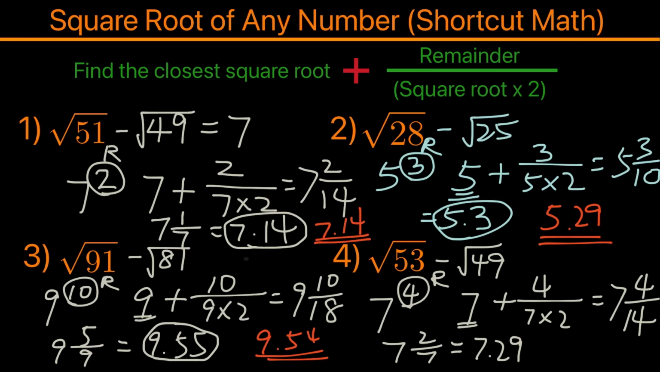Now with the calculator version, we would get 7.28. And it's off by about 0.01. So these are examples of how you calculate the square root in your head of any number without actually having a calculator. Hopefully this is helpful to you, and thank you for watching.